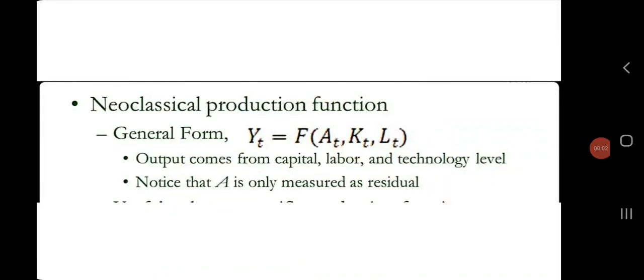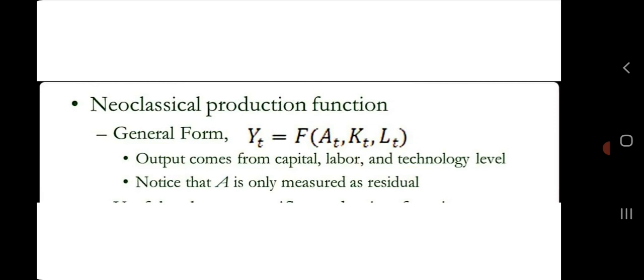Let us see what the Solow model is. The Solow model is a workhorse model to understand growth and business cycle. It is developed by the Nobel Prize winner Robert Solow. So we start off with the production function y is equal to a function of a, k, and l. This production function shows that output is produced by the combinations of technology, capital, and labor.